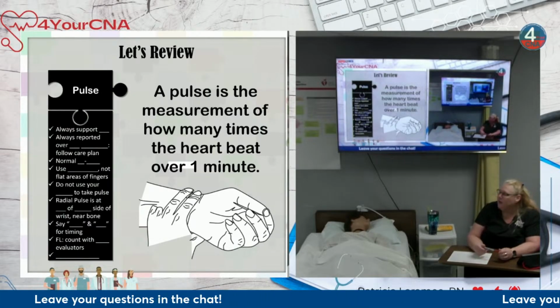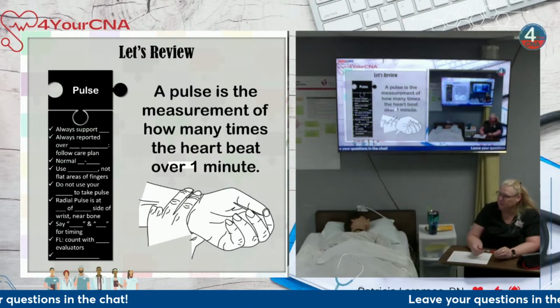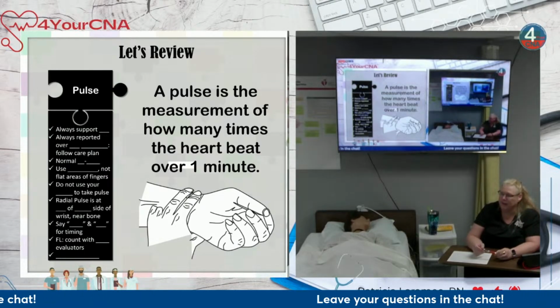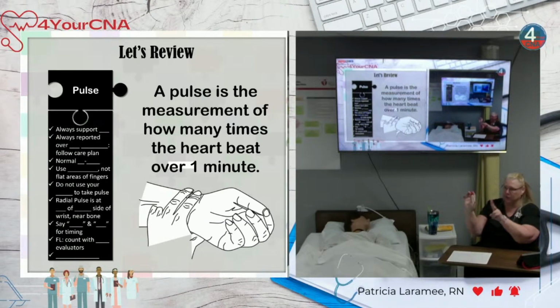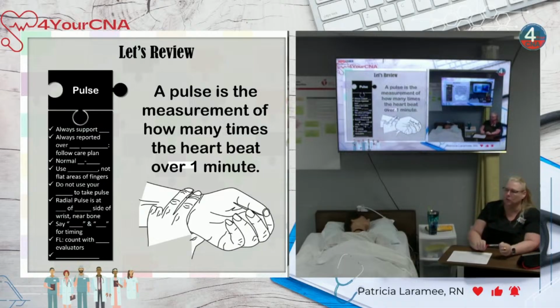So we have a pulse that we learned. We're going to do a brief review now. A pulse is a measurement of how many times the heart beats over 1 minute. Normal is 60 to 100. We're going to take the radial pulse at the top of the wrist. We're going to use 2 fingers, fingertips, not flat part, not your thumb. 2 fingers, find the pulse, put your thumb on the back and count for a full minute. Normal is between 60 and 100.